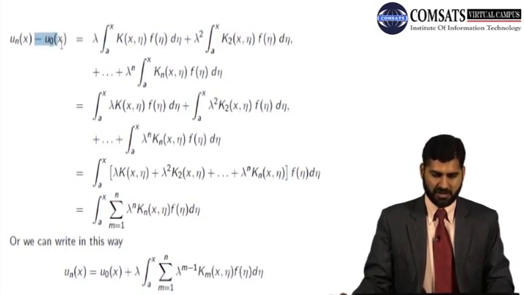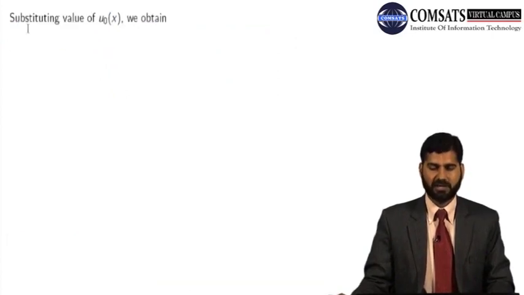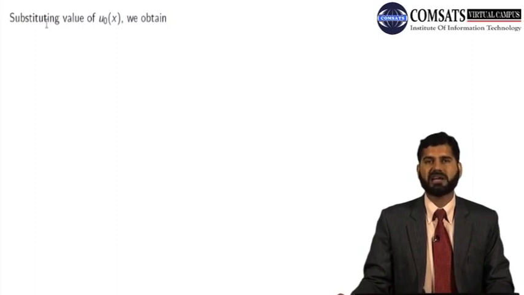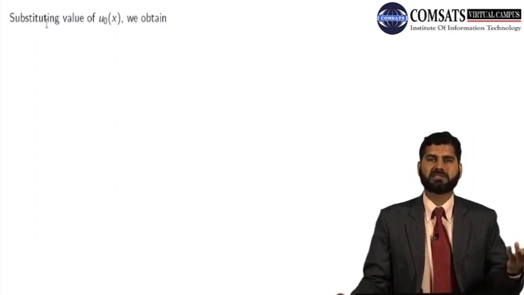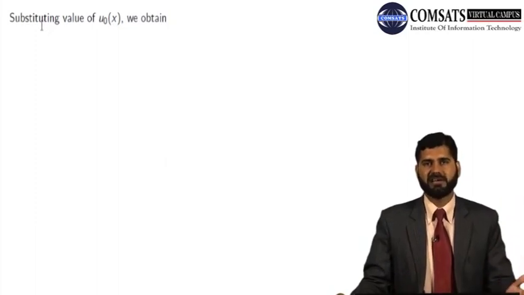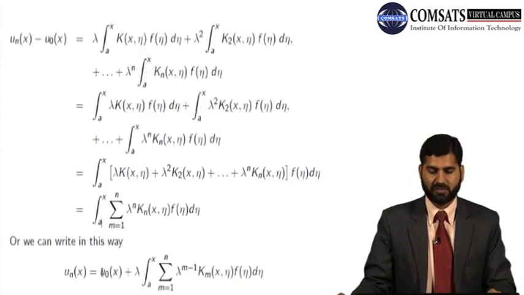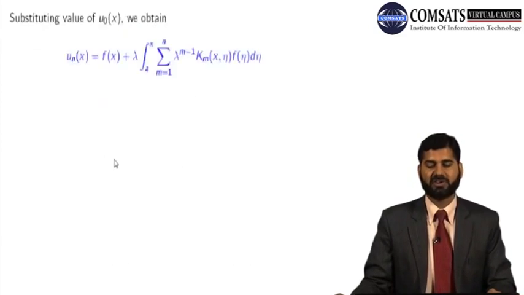We brought just this u0 x to the right hand side and wrote this equation again. So if you substitute the value of u0 x, what was our u0 x? It was f of x. In the beginning, what did we take as u0? f x. In Picard's process we took f x. So if we replace u0 x with f x, this is what you got. So see, this is un.